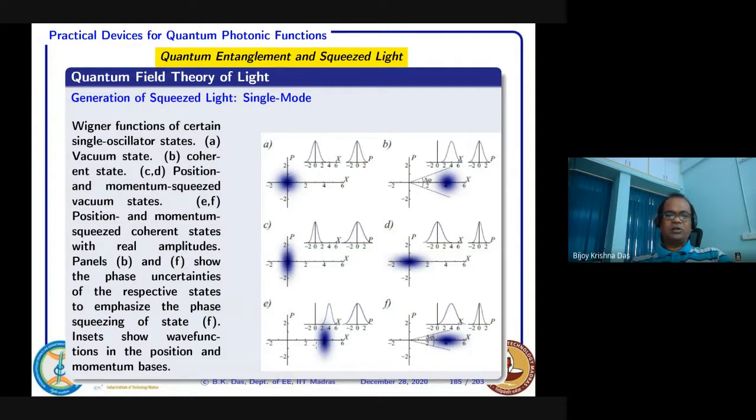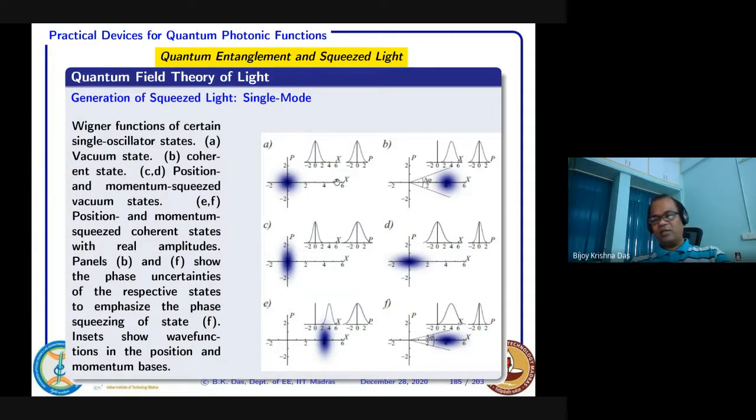So this is E and F here. C, D, and this will be E, F: position and momentum squeezed coherent states with real amplitude panels, B and F. Okay, so this is how the squeezing is shown for position and momentum.